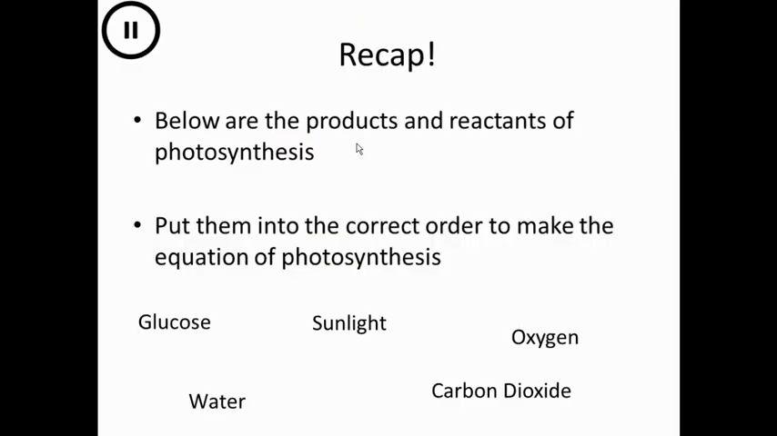So, a really quick recap. You've got all the words that you need down the bottom. What I'm going to ask you to do is put them into the correct order in the equation of photosynthesis. The reactants need to go on the left-hand side of the equation, the products need to go on the right-hand side. You don't need to write it down, just in your head say, what are the reactants, what are the products? So pause the video now.